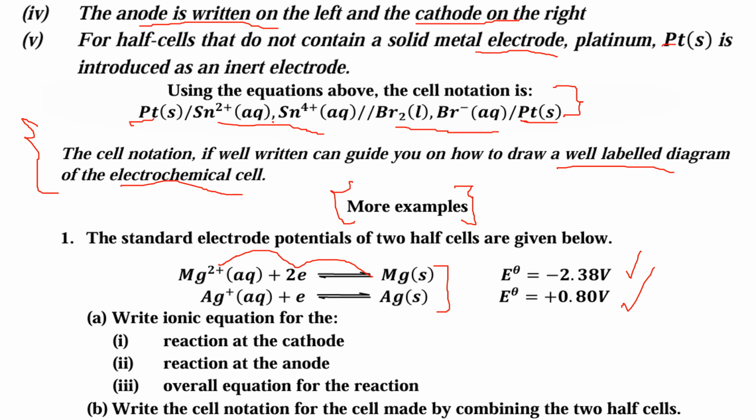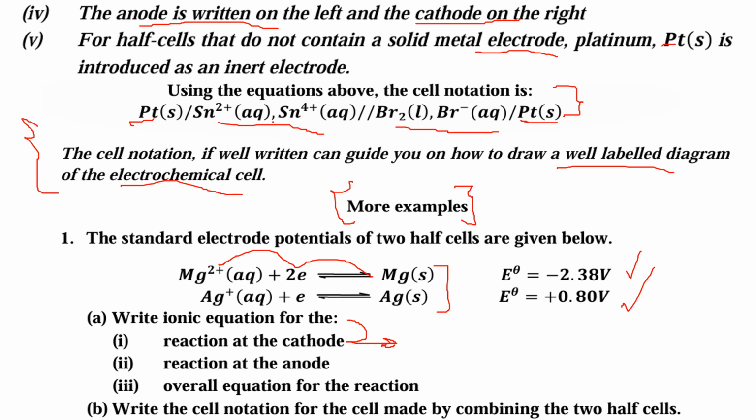Now they are telling you to write the equation that takes place at the cathode. First of all, you should know what takes place at the cathode. A cathode is a site for reduction. That means that you should write a reduction equation. But also you should identify which one is going to be your cathode. The cathode is the right-hand electrode, and then the anode is the left-hand electrode.